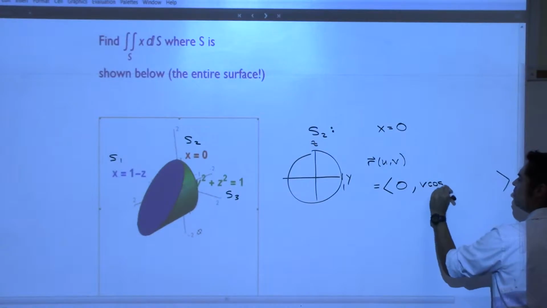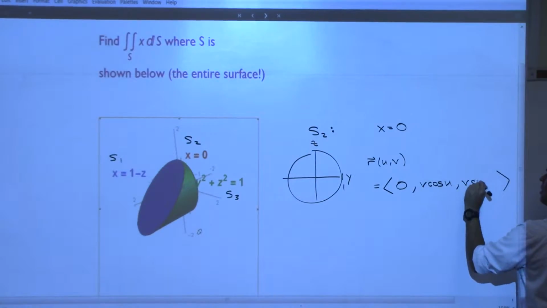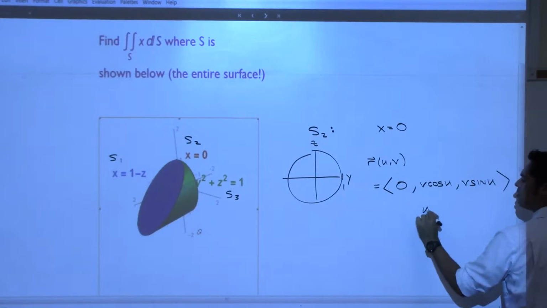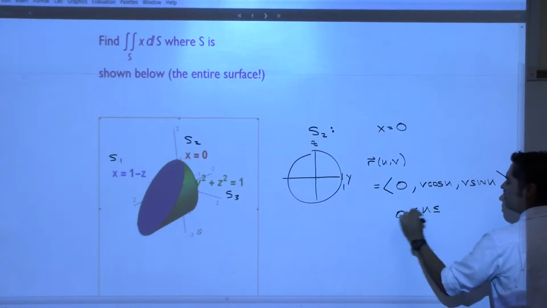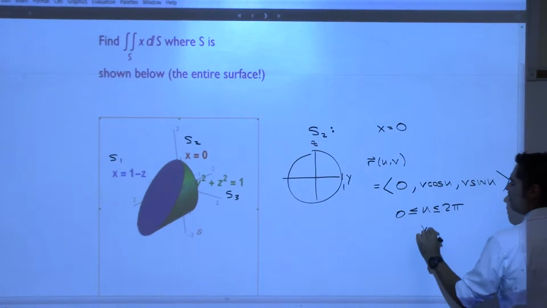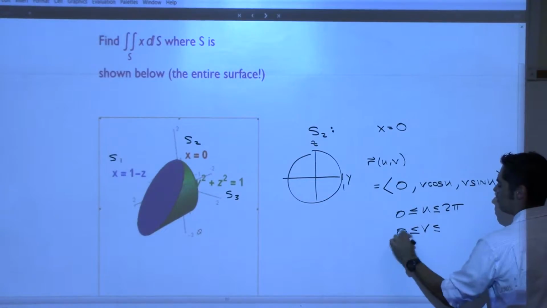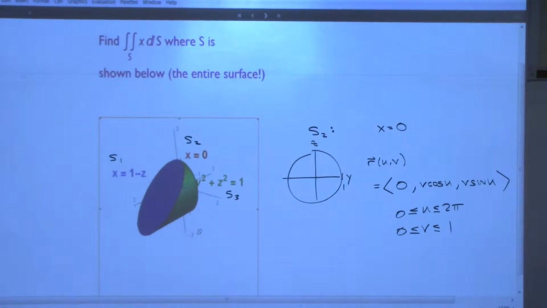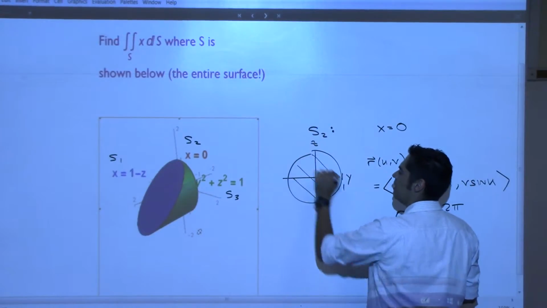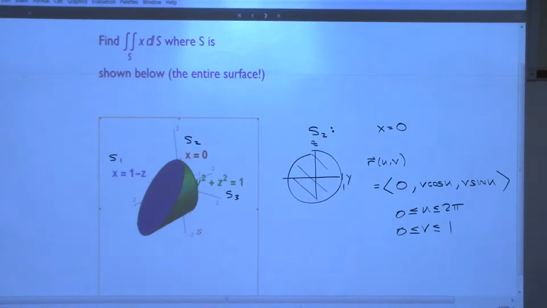V cosine u, V sine u, with u between 0 and 2 pi, and v between 0 and 1. This will draw me circles with a changing radius. The radius is going to change from 0 to 1, so it should draw me that entire disk, right? Once I've got this, I can go to my formula.